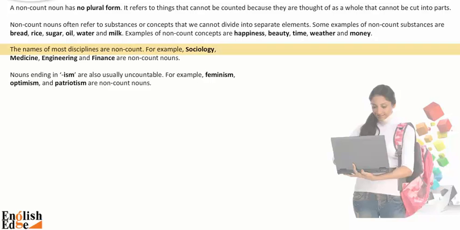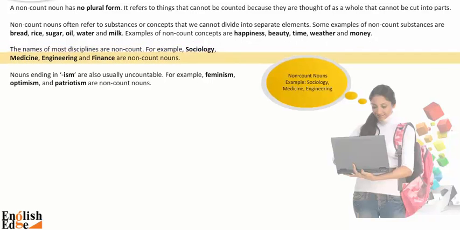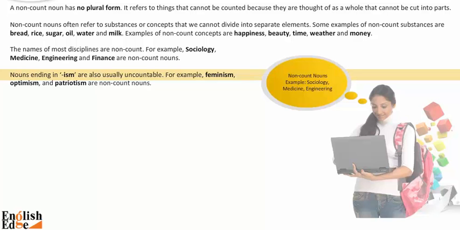The names of most disciplines are non-count. For example, sociology, medicine, engineering, and finance are non-count nouns. Nouns ending in ism are also usually uncountable. For example, feminism, optimism, and patriotism are non-count nouns.